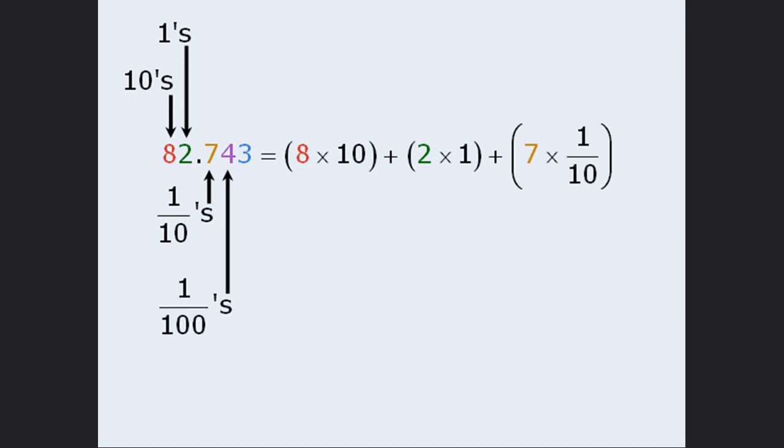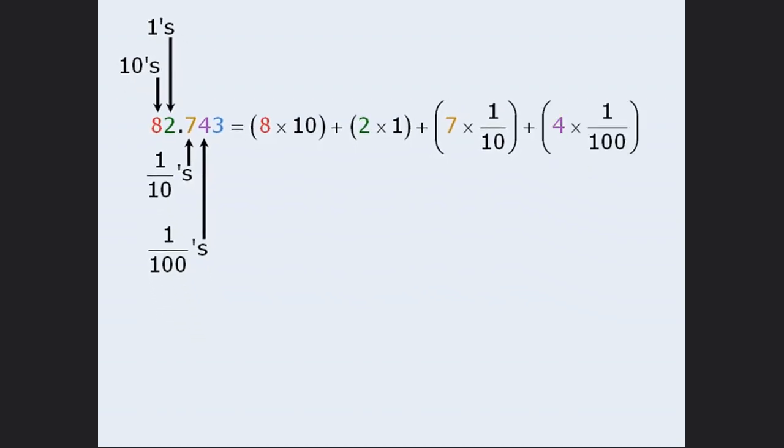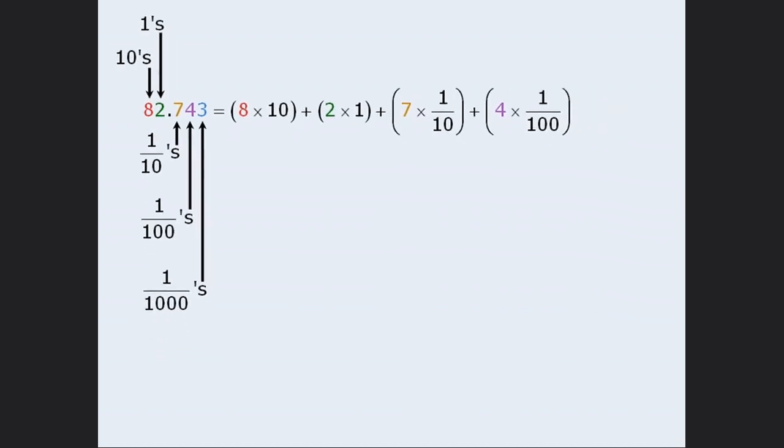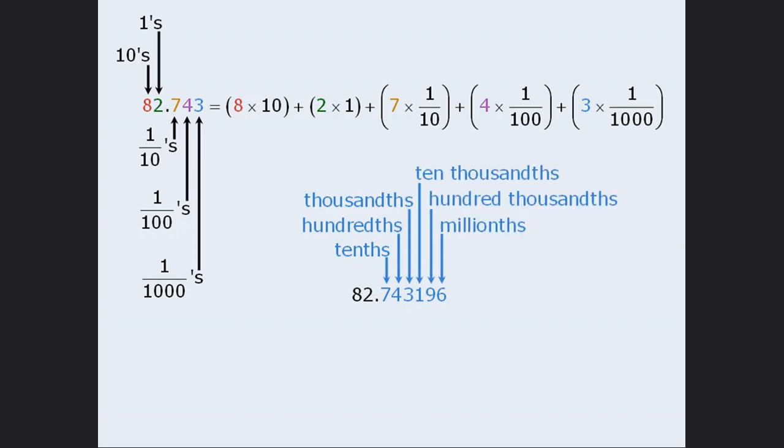Similarly, since the 4 here is in the 100th position, our number consists of 4 100ths. And since this 3 is in the 1000th position, our number consists of 3 1000ths. So the value of the number 82.743 is equal to the sum on the right-hand side. Alright, now let's take a closer look at the place values to the right of the decimal. The first digit represents tenths. The second digit represents hundredths. The third digit represents thousandths, and so on.